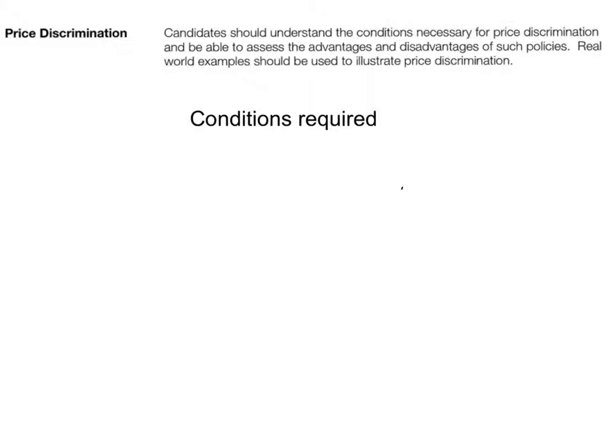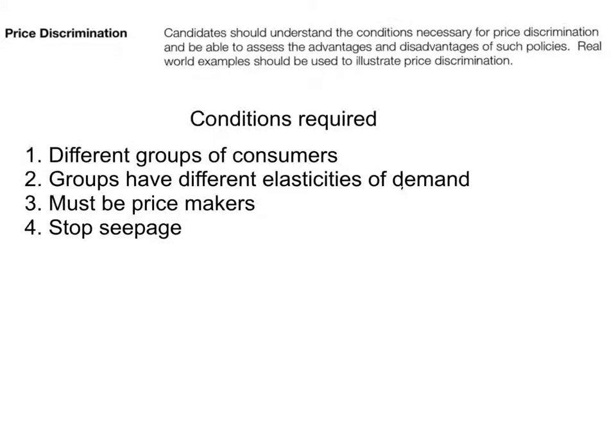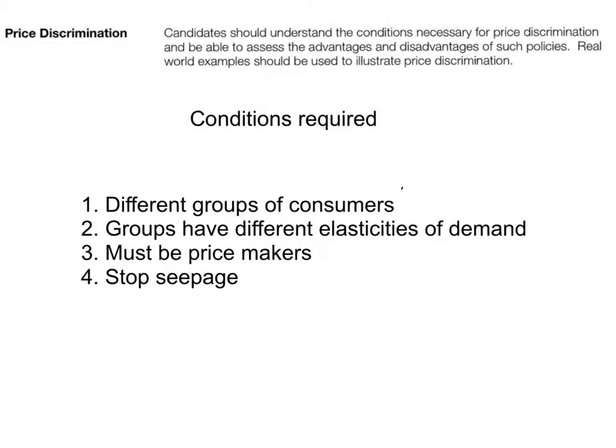There are 4 conditions required about to come up. Try and think of them yourself before you wait for this. Okay, here are the 4. So, first of all, you need to have different groups of consumers. So you have to be able to group your consumers into different areas. For example, you could group them by age or by different times that they might buy the product.